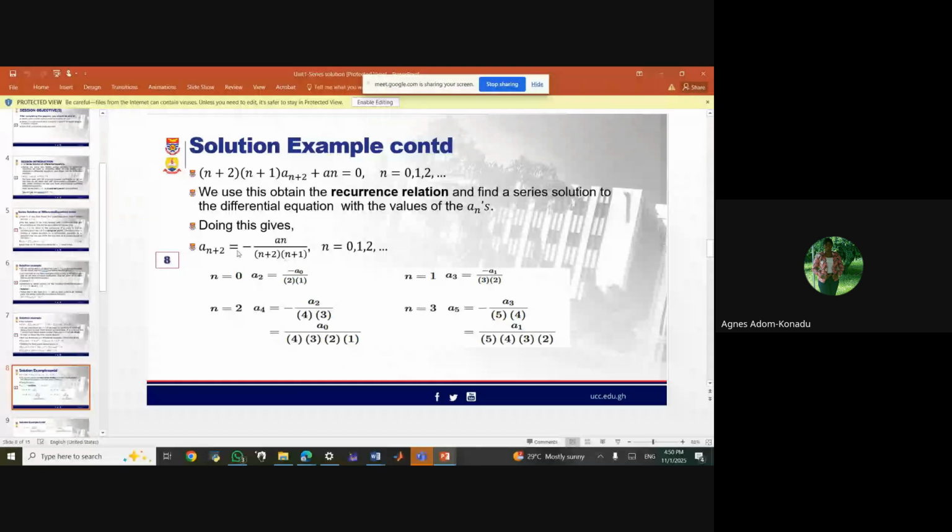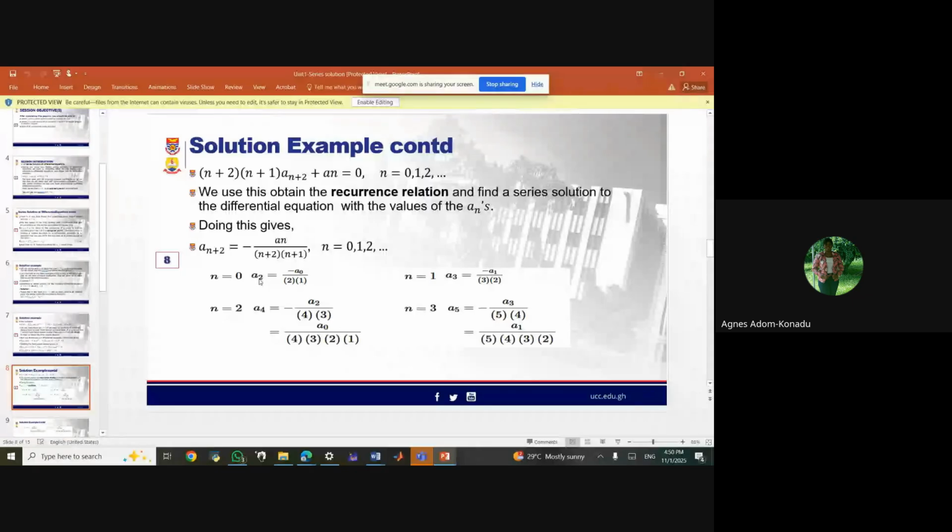And then we want to look at when n equal to 0, n equal to 1, n equal to 2, and so on. So when n equal to 0, it means that the side will be a sub 0 plus 2, which is a2. And this will be minus a sub 0 divided by, so 0 will give me 2 times 1. So that's what I have here.